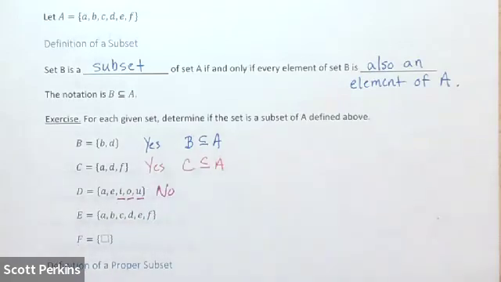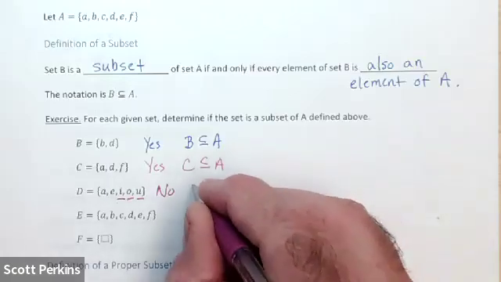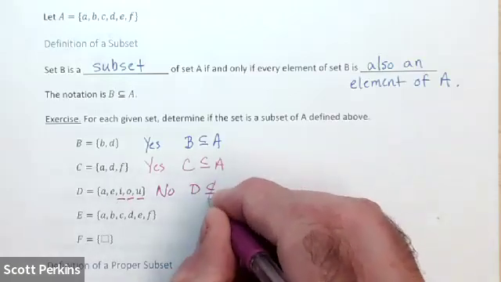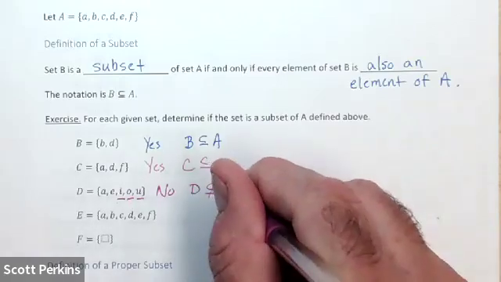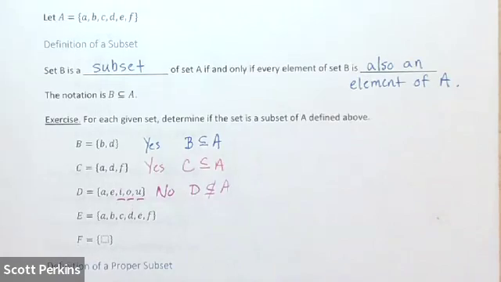And then just like we saw with element of in the last section, I can write D is not a subset by putting a line through it. Okay, just like a not equals or not an element of, D is not a subset of A. All right, next one, E.